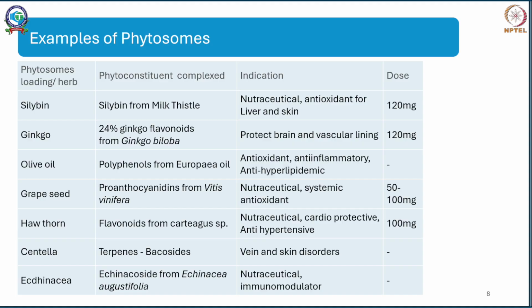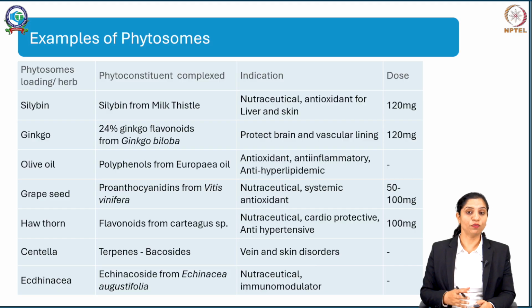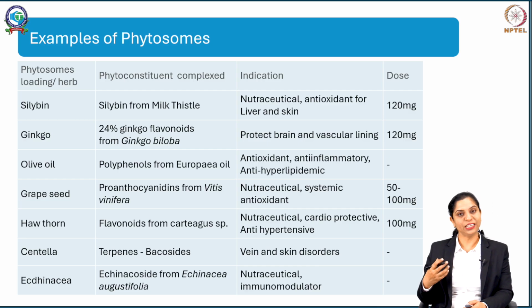So in terms of its applications, numerous phytosomes have been formulated in the market for varied applications. Here are a few examples. If you see silybin, which is obtained from your milk thistle, it is a hepatoprotective and an antioxidant. And phospholipids have a good protective effect on the liver. They go and reside in the liver and can also help specific delivery of the silybin inside the liver. Not only are phytosomes used for oral application, they are also used nowadays for skin care as well as in cosmeceuticals. So here, for oral application, the general dose loading was about 120 mg.